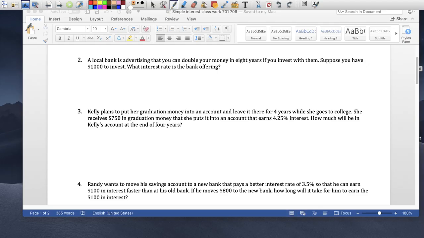All right, so we're going to continue with question number 3. Kelly plans to put her graduation money into an account and leave it there for 4 years while she goes to college. She receives $750 graduation money that she puts into an account that earns 4.25% interest. How much will be in Kelly's account at the end of 4 years? Well, I equals P times R times T. I know my interest rate is right here, and this is my time, so I'm going to underline that, and she's going to put $750. So how much money is she going to have after 4 years?